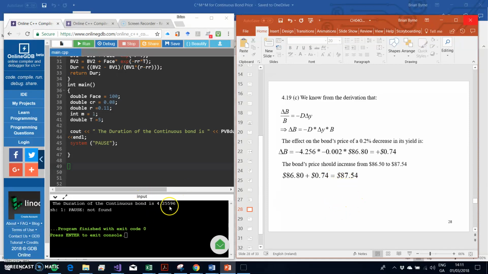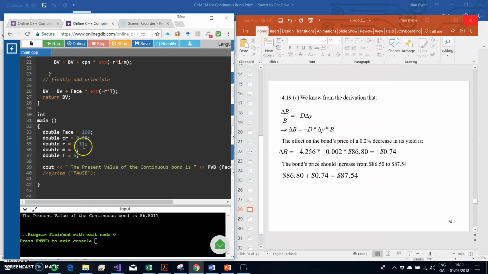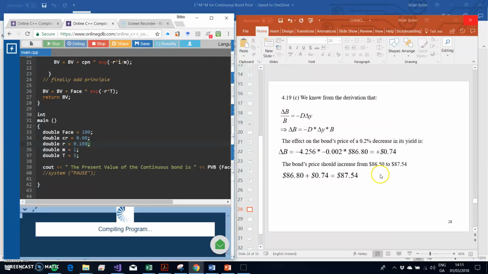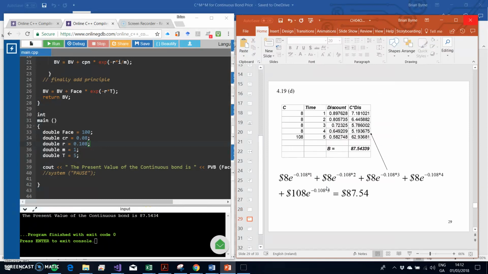We can check that here by running our estimation again. So we had originally 86.80. If we change the interest rate in our C++ code by reducing it by 0.2%, when we re-estimate the bond, the value should be 87.54. So we're getting 87.54 here again. So that holds.